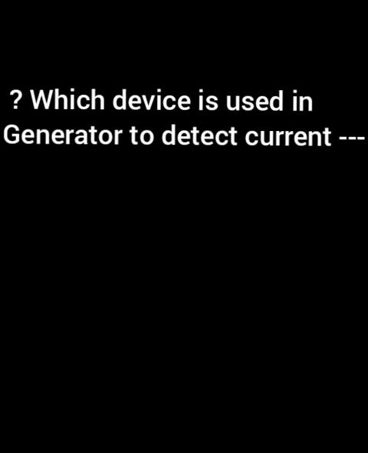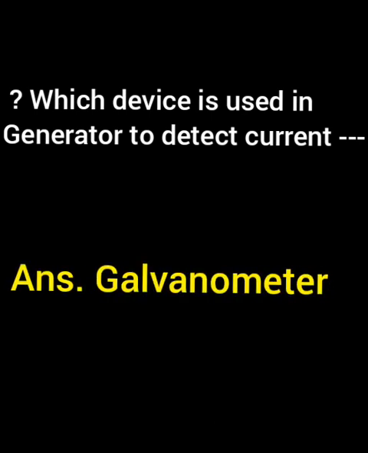Which device is used in generator to detect current? So this is a most important one again. Which device is used in generator to detect current? Here the correct option will be galvanometer.